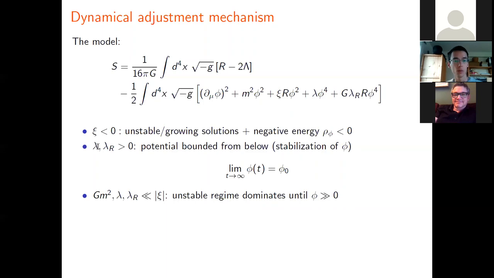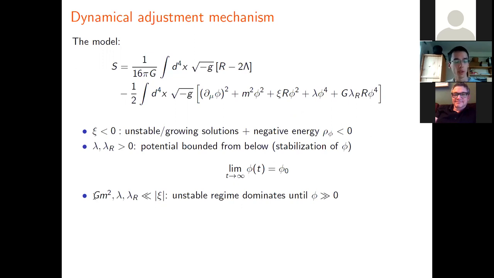And we also want the phi potential to be bounded from below. So that's why we have those quartic couplings here. So what will happen is that, well, I will comment on that in a minute, but the scalar field rolls down its potential because of the non-minimal coupling psi, but then stabilizes to some constant value. And this is the attractor solution.